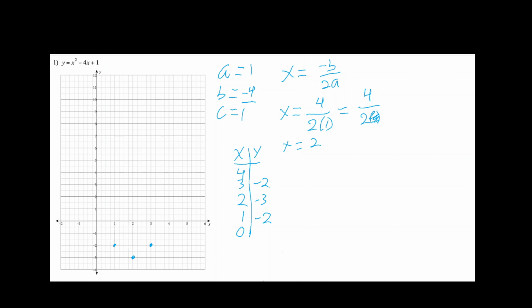Now, when I take 0 and plug it in, I get y is equal to 0 squared minus 4 times 0 plus 1. So both of those zeros get canceled out. I get y is equal to 1. So when x is 0, y is 1. Same thing when x is 4, y is also 1. So just plug in my points there and connect my dots. And that's it for example 1.